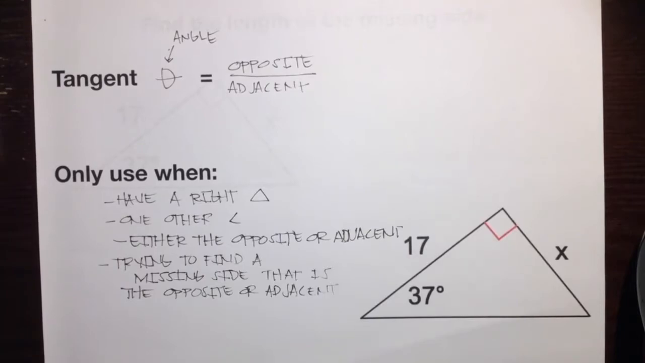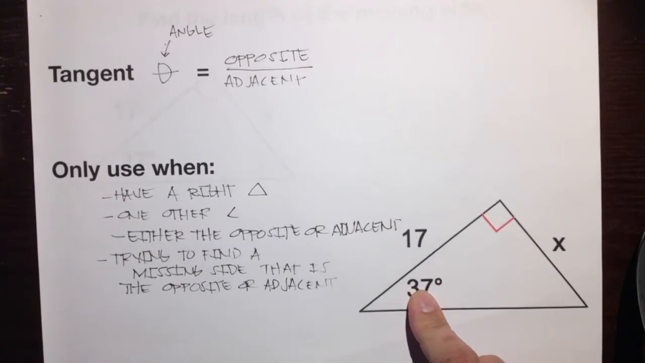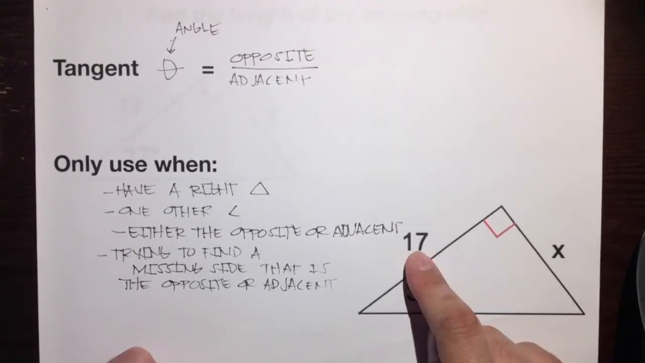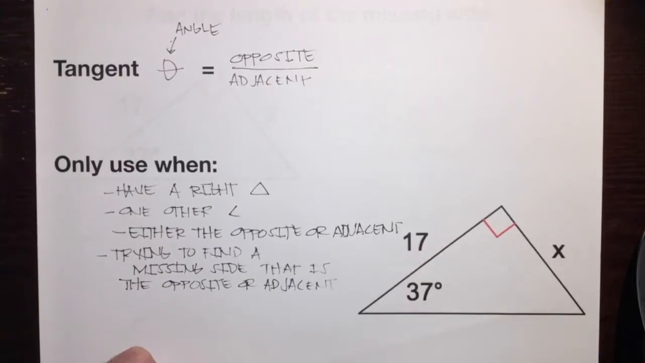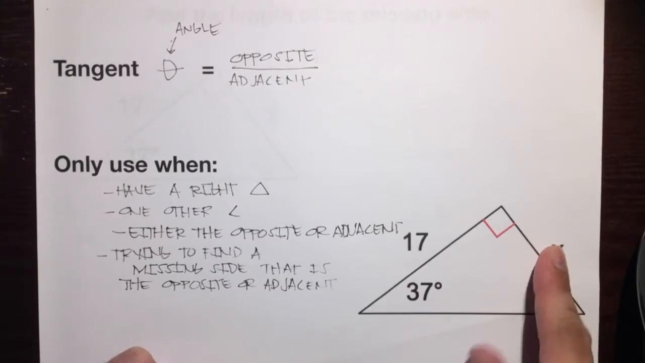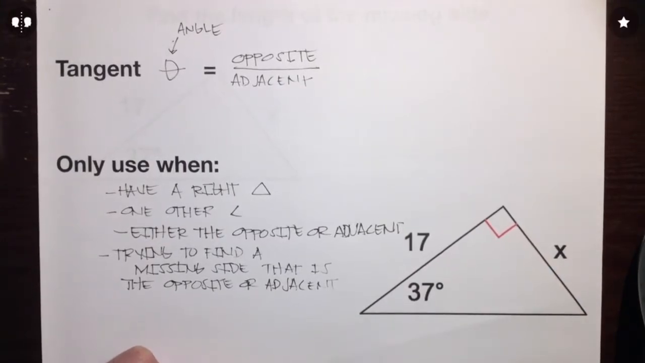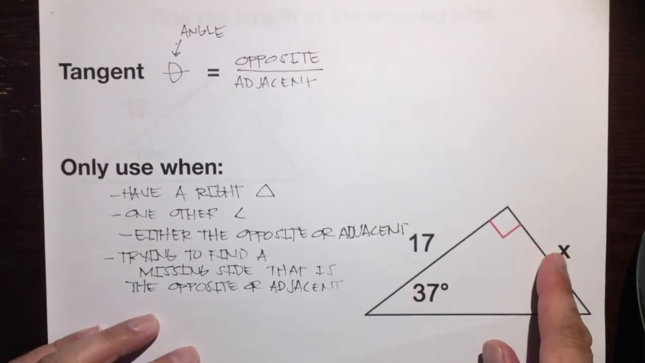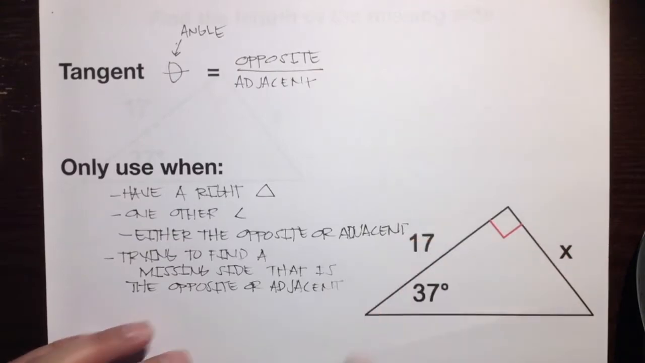All right, so here we are. We have a right triangle. We have one other angle. We have the adjacent side. And we are trying to find the opposite side to that 37. So, looks like we have a triangle where we can use tangent. So we have the angle, opposite is what we're trying to find, and we have adjacent.